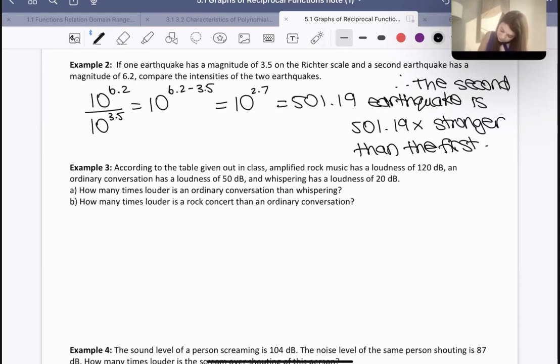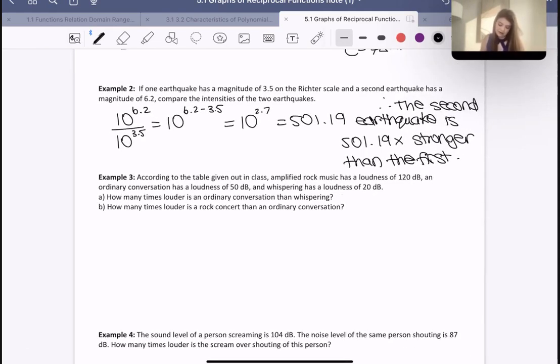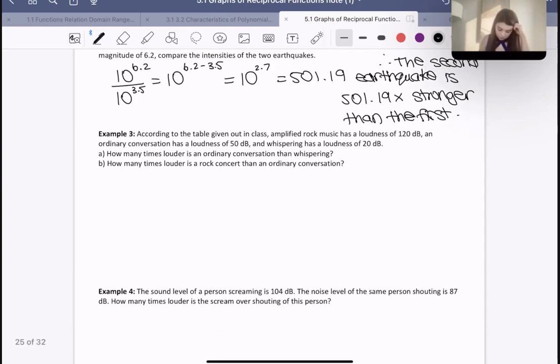So I think we're getting the hang of this now, right? That the Richter scale, it's a scale of powers of 10. Every time we go up 1 on the Richter scale, we're really multiplying by 10 times the intensity. Every single time we go up 1. And so it's different than what we're used to because this has to do with our logarithms, our exponents. Okay. So what about example 3?